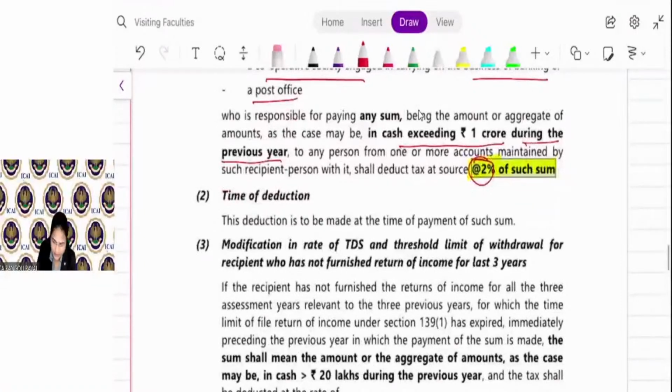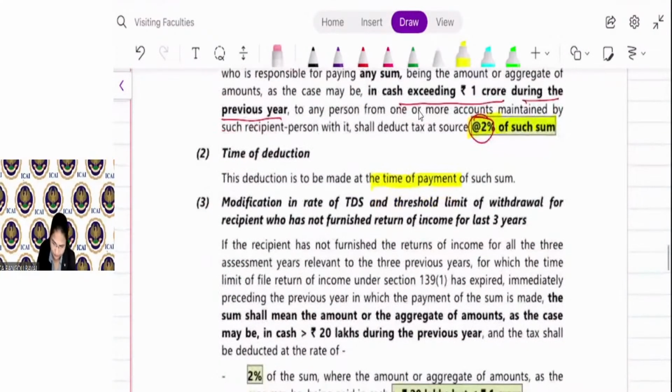The time of deduction here is at the time of payment. Modification in rate of TDS and threshold limit.